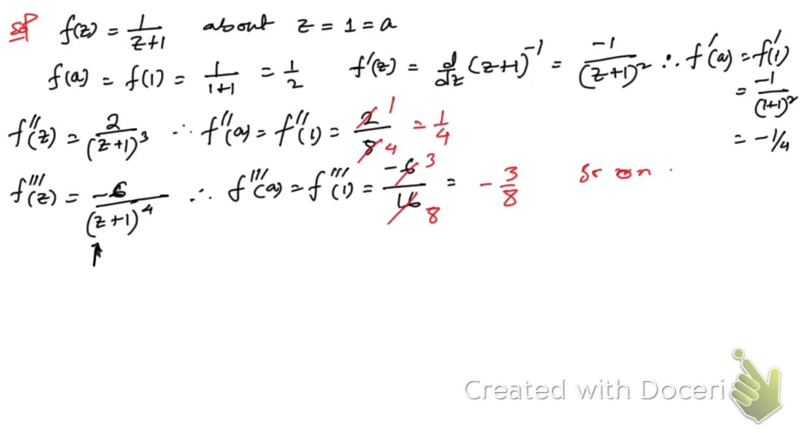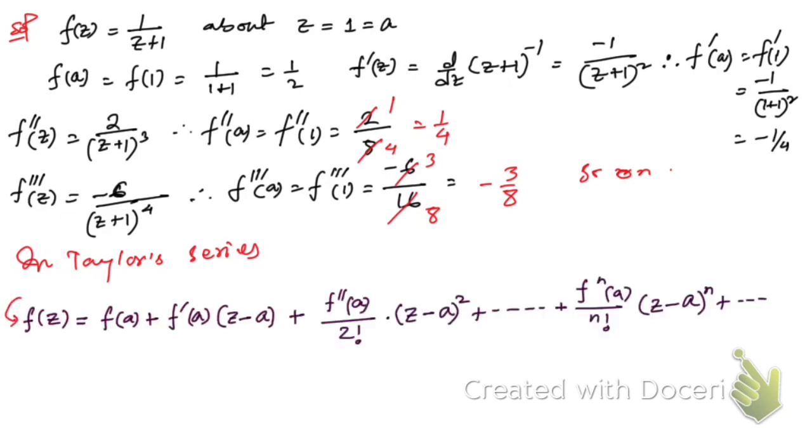So in Taylor's series, so what we're going to get, f of z about z is equal to a, we can express this way, right, as you can see here. So now here f of z is nothing but 1 by z plus 1. So let me replace this one by 1 by z plus 1. So what is f of a here?